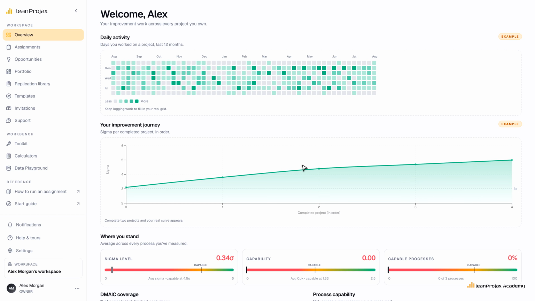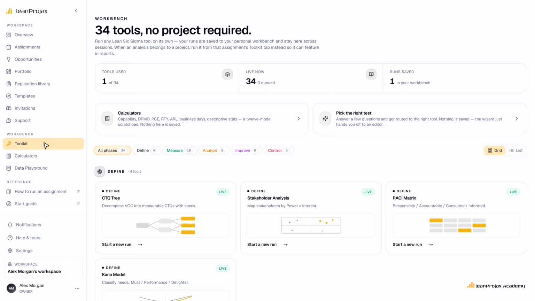And it does it away from our project, in the workbench, because these runs belong to a demonstration rather than to the support ticket story. Down the sidebar, under Workbench, Toolkit, 34 tools, no project required. The same catalog running standalone with the runs saved to you rather than to an assignment. There's a whole lesson on that at the end of this chapter.